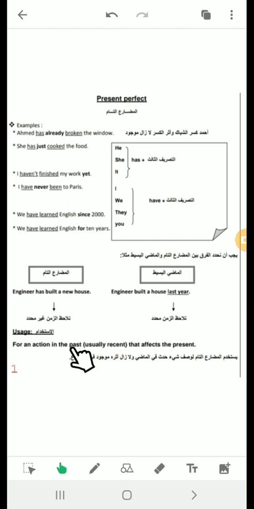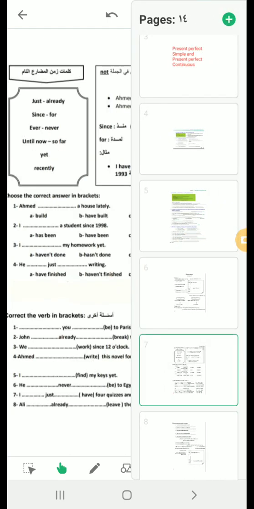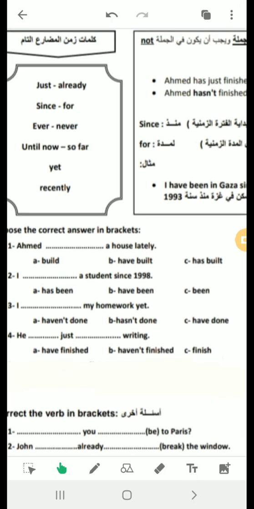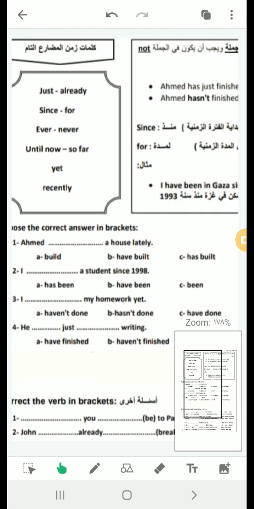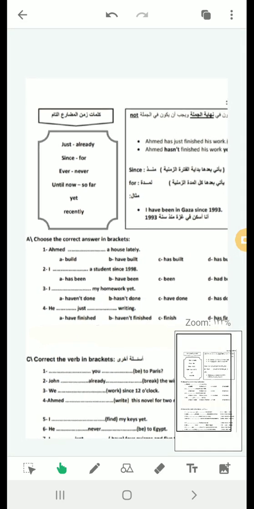Here we know the use of this tense: for past experience, or general past experience with indefinite time, because the experience itself is what matters. The keywords and where can we put them? Just, already between the two parts of the verb; since, for at the end of the sentence; ever, never between the two parts of the verb; here until now, so far at the end of the sentence; yet and recently.